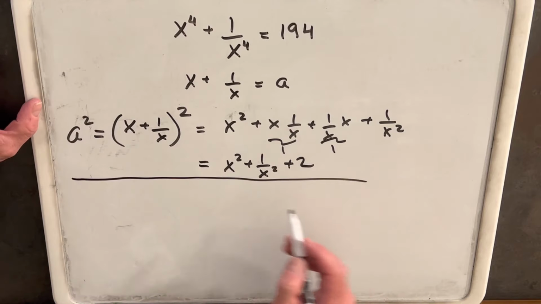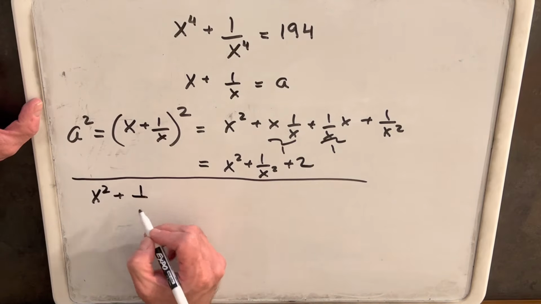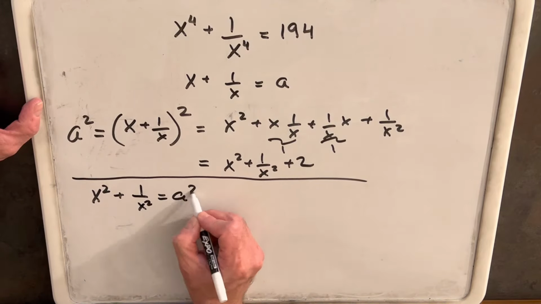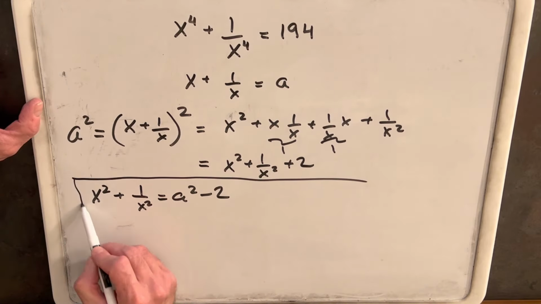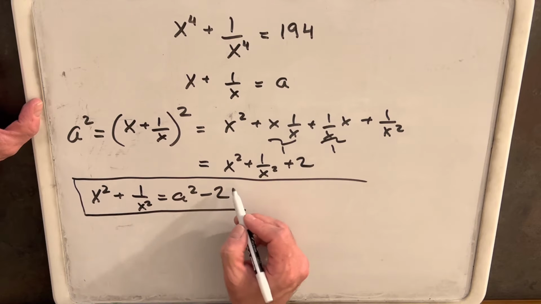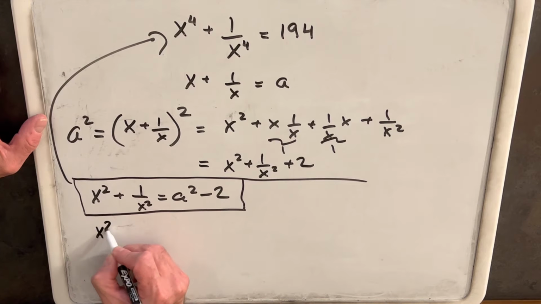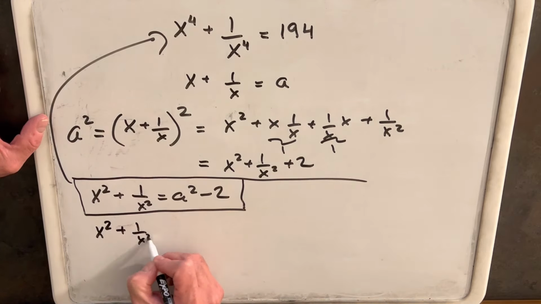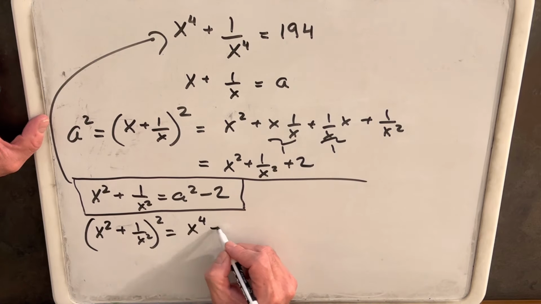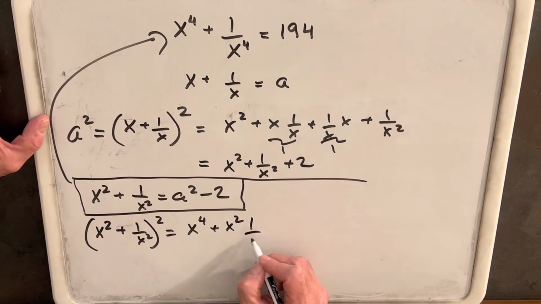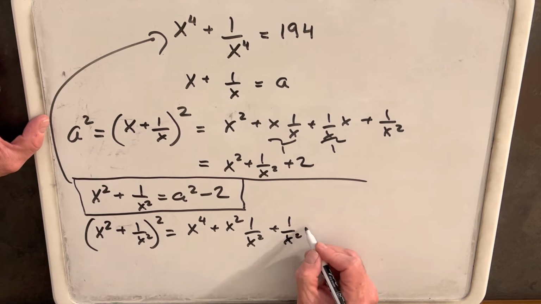Next, let's subtract 2 from both sides of this so that we end up with x squared plus 1 over x squared equals a squared minus 2. Okay, so now we have an expression for the squared reciprocal, whatever you want to call this thing. Now if we just square this again, we'll write this out. So let's do the left side first. If we square this out, we end up with x to the fourth plus x squared times 1 over x squared plus 1 over x squared, x squared.